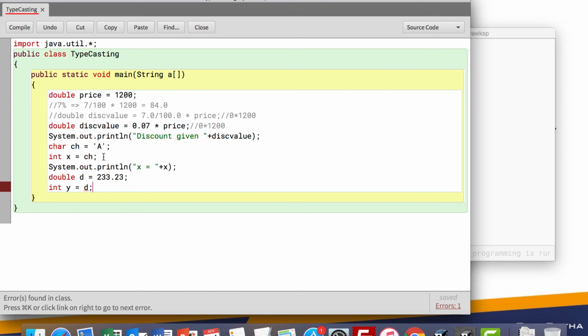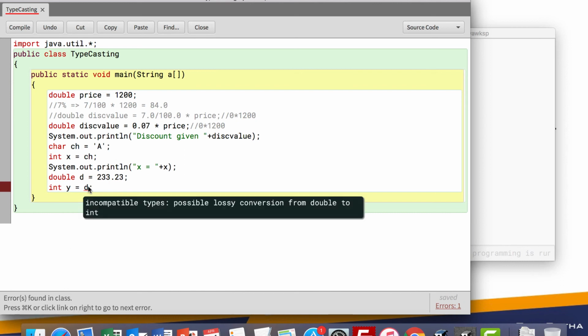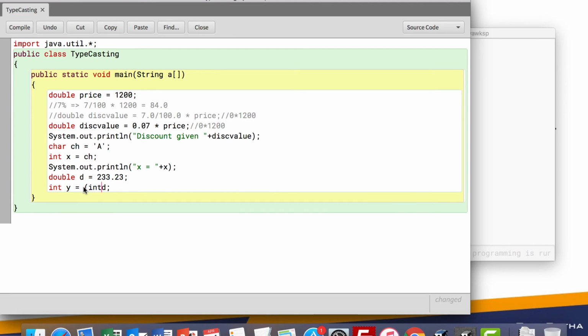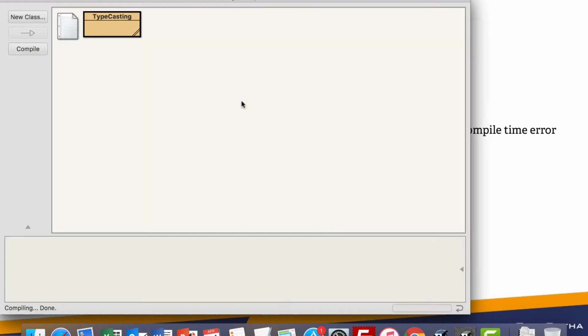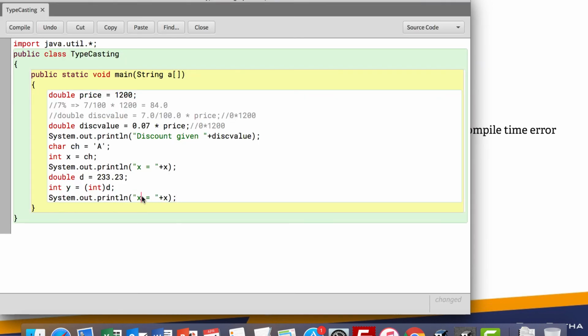When I compile, you can see here it complains, it says there is an error, and what is that? Possible lossy conversion from double to int. I wanted to shut your mouth and do it for me. I'll say fine, I know, please convert it. You can see the class compiled. Let's also print the value of y.